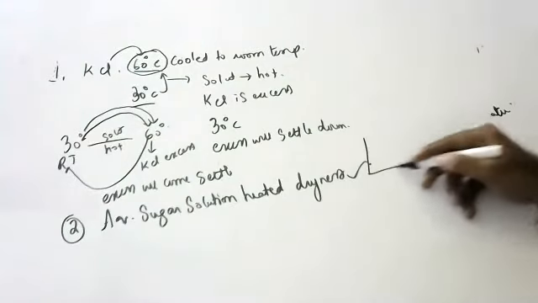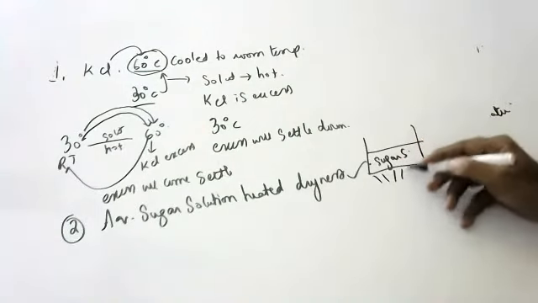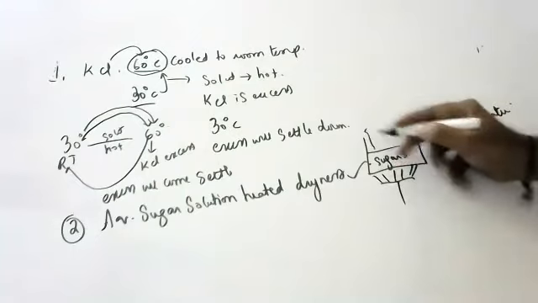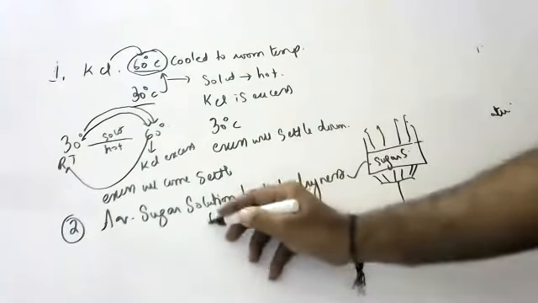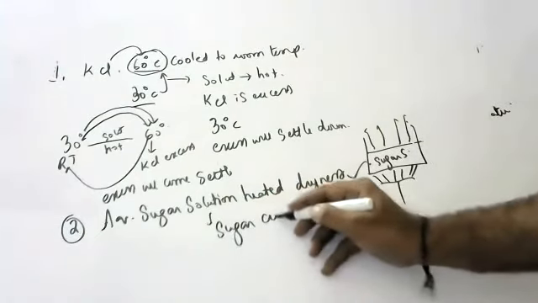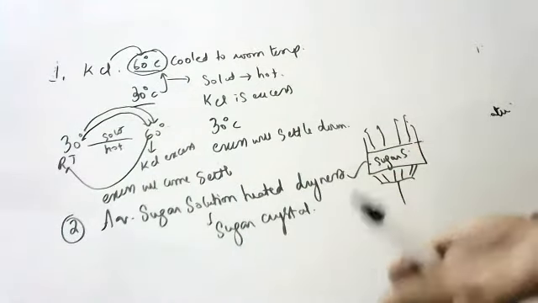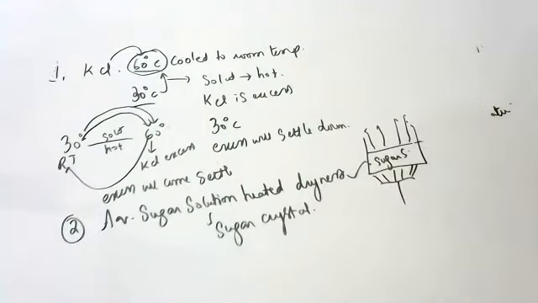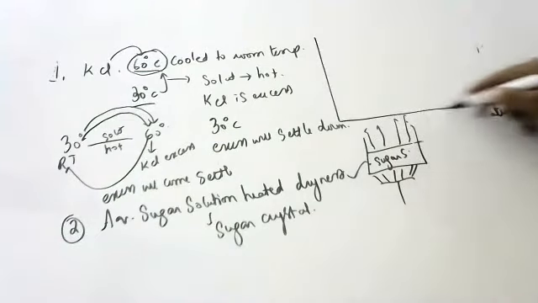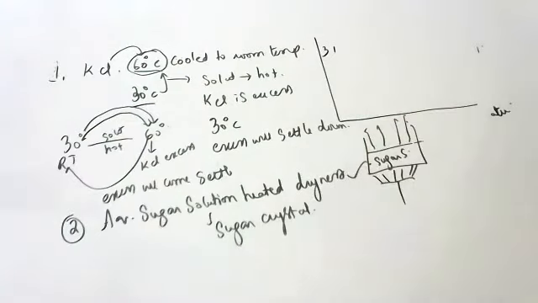Children, there is a sugar solution. It is heated continuously till all the water evaporates. When all the water evaporates, what is left over, children? Sugar, sir. Sugar crystals are present because sugar can't evaporate. Simple. When a sugar solution or salt solution is heated, whatever solute was dissolved will be left over. Sugar crystals are left over. Simple.